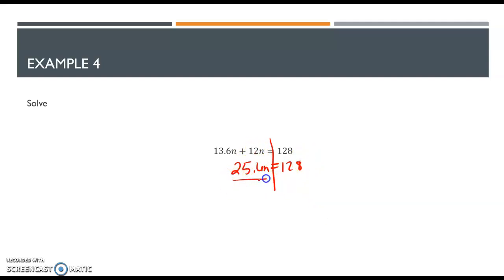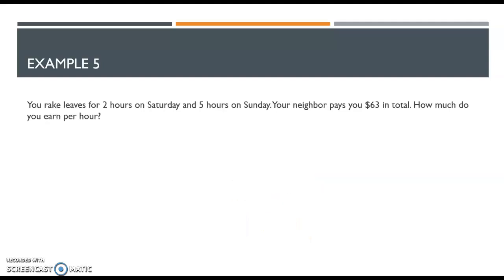From here, we're going to divide both sides by 25.6. And so n will equal, let me get my calculator, 128 divided by 25.6, and we get 5. And so that is our final answer. And again, if I wanted to, I could plug it in and evaluate to make sure that the left side equals the right side.